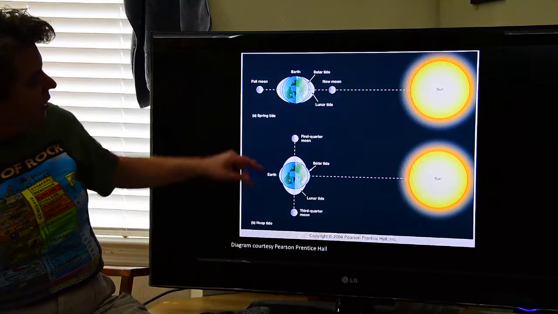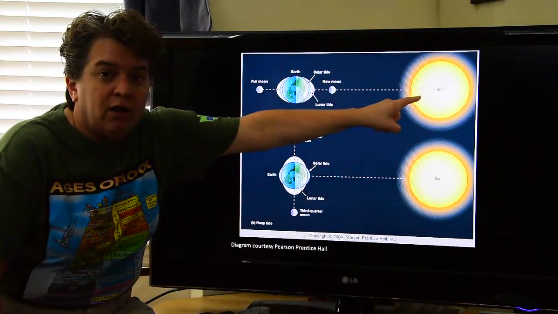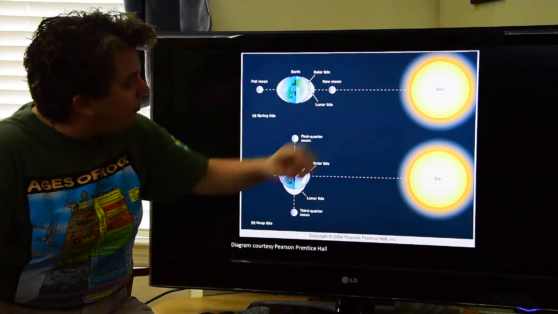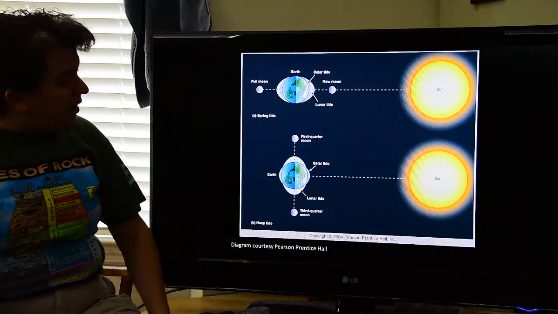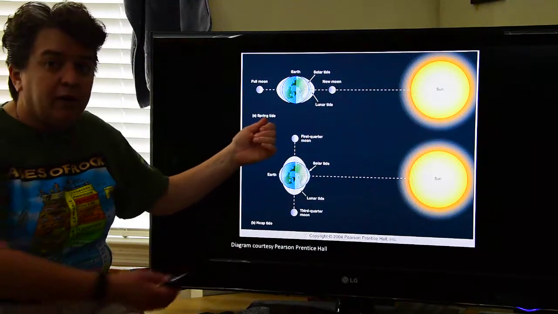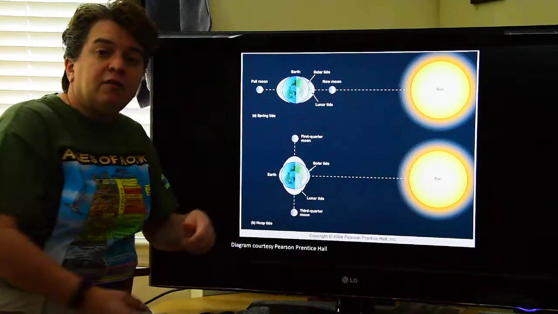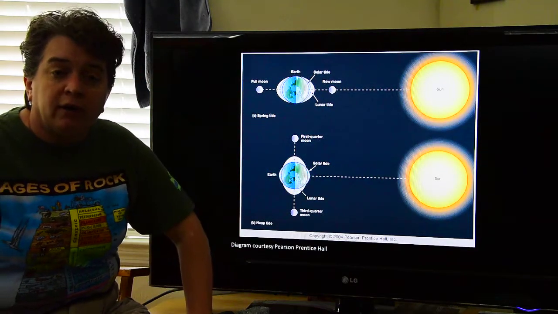So basically, here's our spring tide. We have the earth, the moon, and the sun all lined up, so working together to create that tide. And in this case, we have the sun over here, the moon over here. They're each pulling in their own direction, so we don't get as much of a tidal fluctuation.